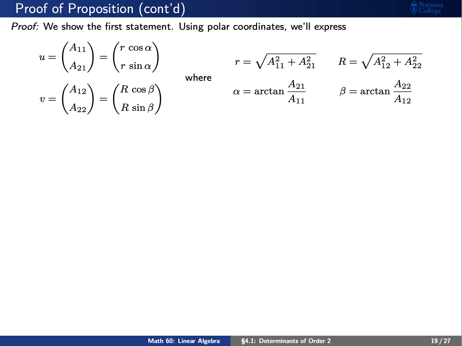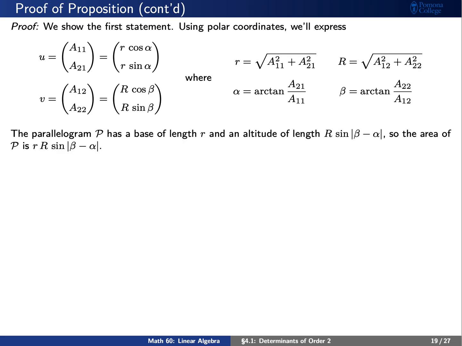just beta minus alpha. So we have a parallelogram whose base must be length lowercase r, again the length of the vector u, and its altitude must be the length capital R times the sine of our angle theta. Capital R, of course, is the length of the vector v, and beta minus alpha is the angle between the two vectors v and u. So the area, as stated on the previous slide, is just the base times height, or lowercase r times capital R times sine of beta minus alpha.